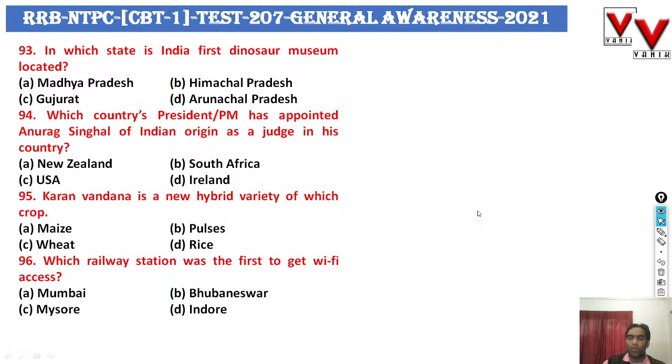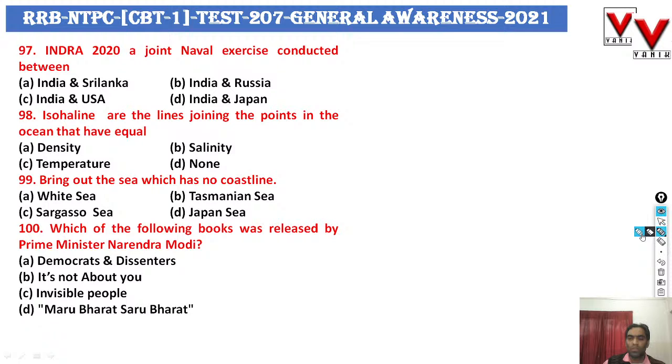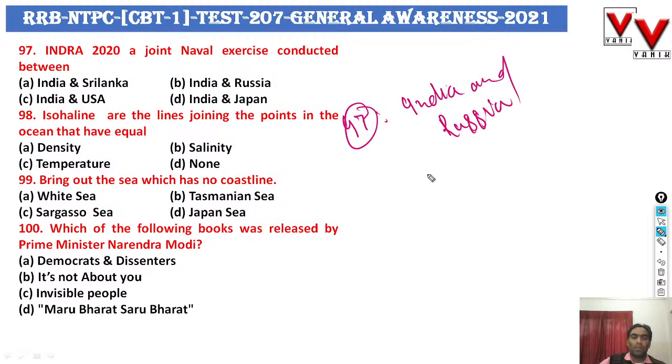Now we are going to discuss the next question, that is 97th. Indra 2020 is a joint naval exercise conducted between India and Russia. So the right answer for 97 is B only.